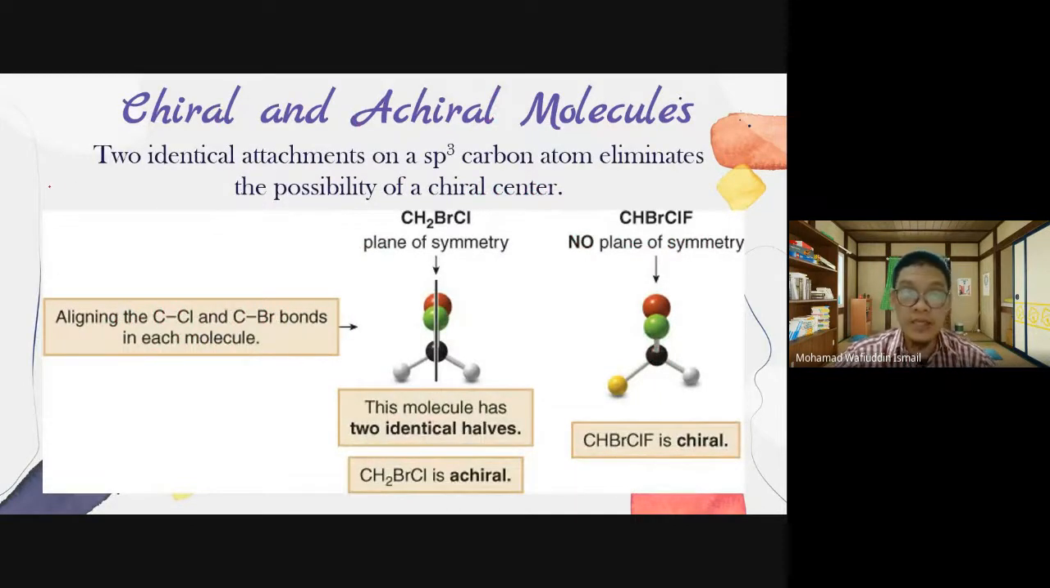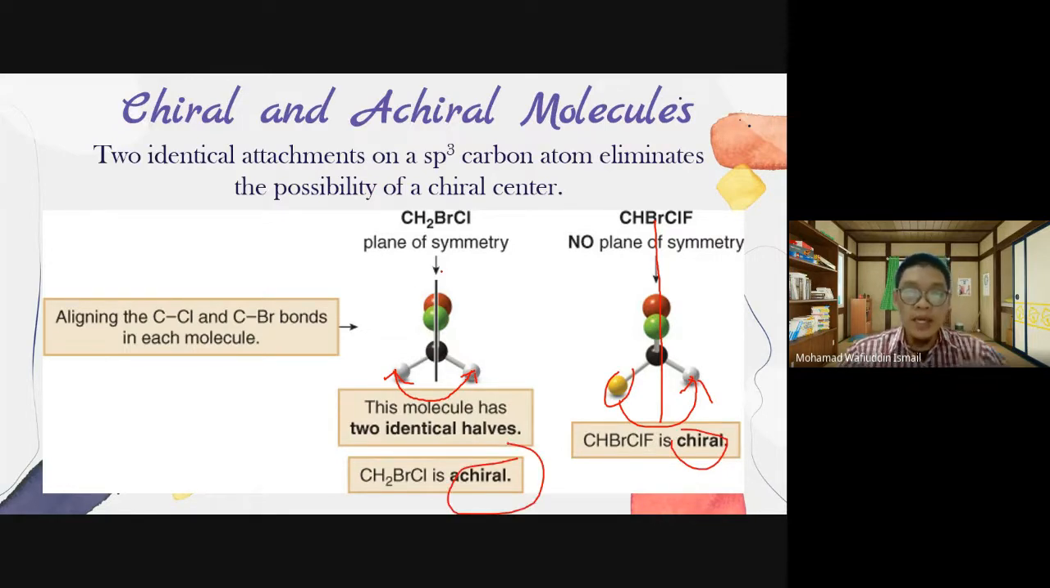This is another example here. Two identical attachments on an sp3 carbon atom eliminate the possibility of a chiral center. So CH2BrCl can be cut in half. There is a plane of symmetry, and this can be superimposed here, so that's why it is achiral. When you have no plane of symmetry, this cannot be superimposed, so it is chiral. That's how to imagine it.